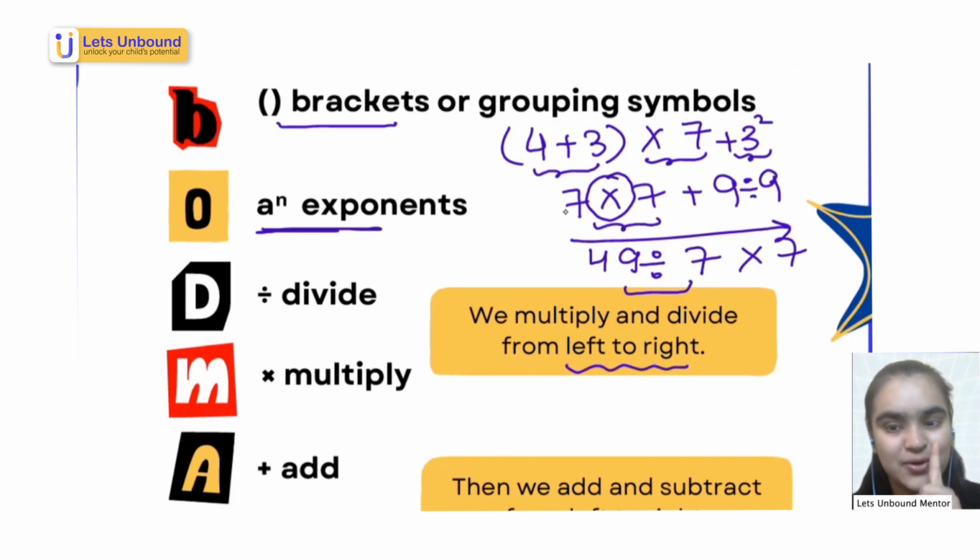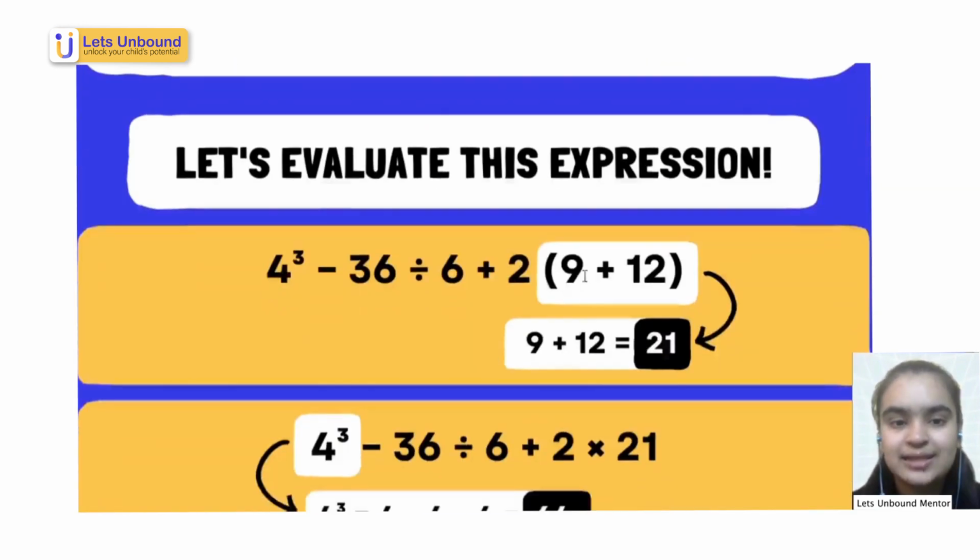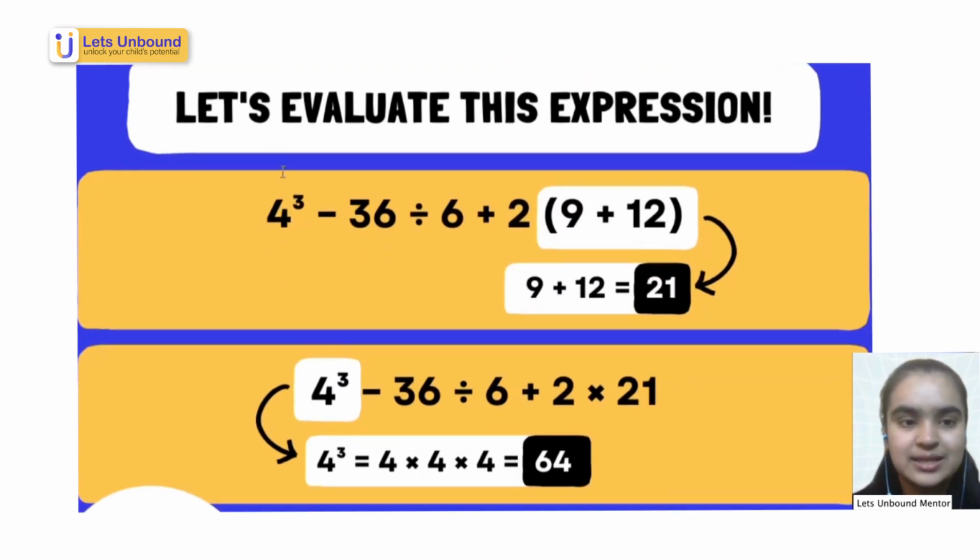In the same way, we are having one more group of best friends, that is addition and subtraction. After solving multiplication and division, we are going to move to addition and subtraction. So no matter what, addition or subtraction, we are going to check from left to right, and whatever is coming first, we will solve that. Let's do this using one example. So let's evaluate this expression, which says 4 to the power of 3 minus 36 divided by 6 plus 2, and in brackets we are going to have 9 plus 12. Now, as per the BODMAS rule, what do we have to solve first?